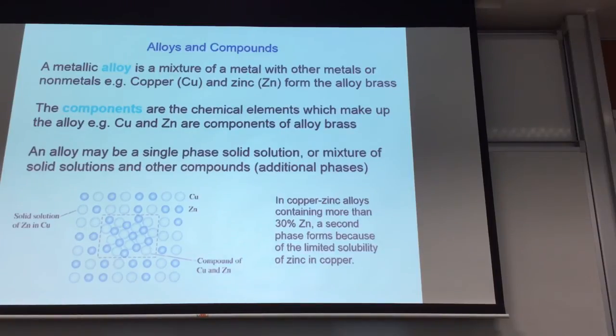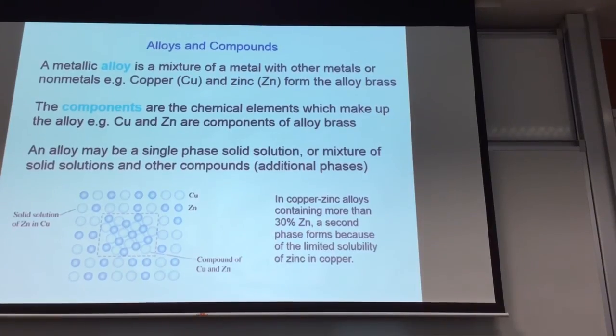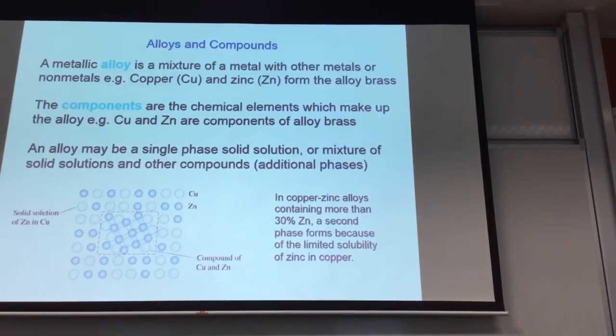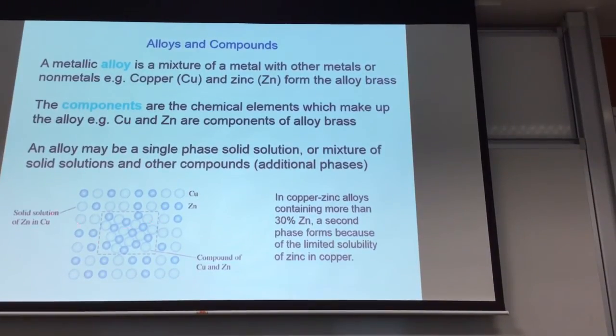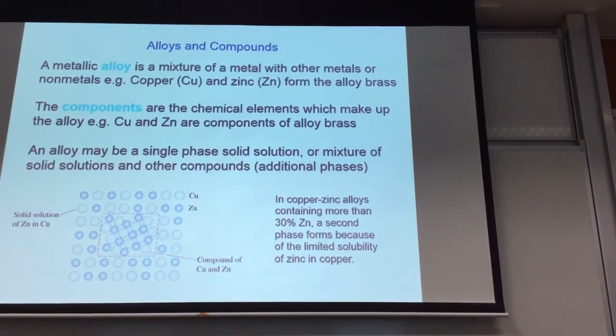For example, take copper and zinc. The surrounding region is a solid solution, so the zinc is completely dissolved in the copper. In the middle, you have a zone, a phase with different chemical properties. The copper and the zinc combine to become another material with different properties. So we have one phase there, another phase there. This is a solid solution. This is a compound of copper and zinc.